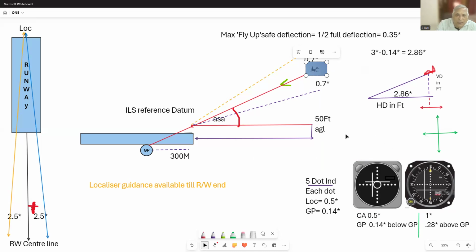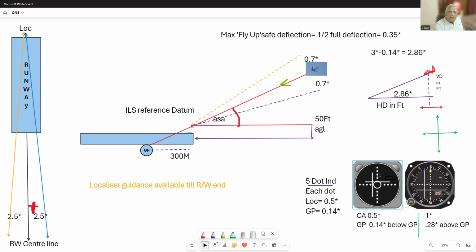While it is desirable that you remain exactly on the glide path, if your needle has gone up, now watch, don't let it go too much to the higher side. The maximum safe deflection permitted is half of the full deflection, and full deflection is 0.7. So you should not go more than 0.35 degrees below the glide path. On a 5-dot indicator, the needle should not go more than 2.5 dots above, a fly up indication.